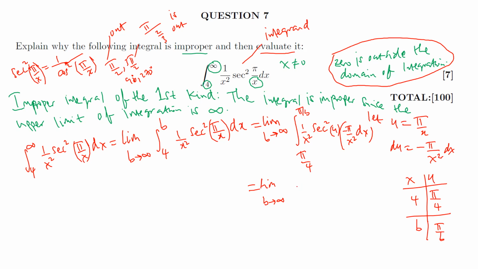So you would have the integral pi over 4. And this one is okay. And this one is pi over b. Made a mistake here.